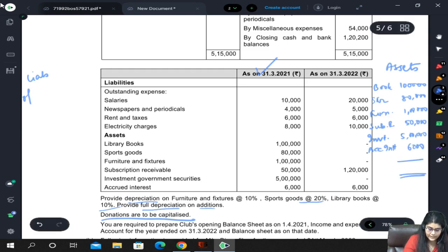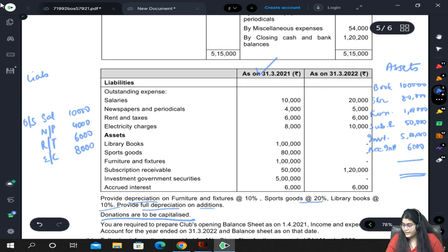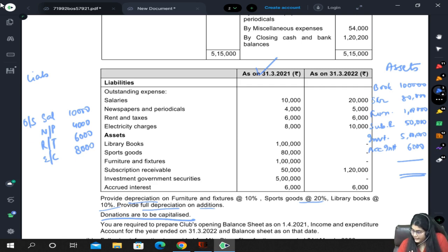Liabilities, we have outstanding expenses of salaries. Sorry, let's leave space for capital balance. So outstanding salary, we have 10,000. Newspaper and periodicals, we have 4,000. Rent and taxes, we have 6,000. Electricity charges, we have 8,000. All of these are our outstandings.